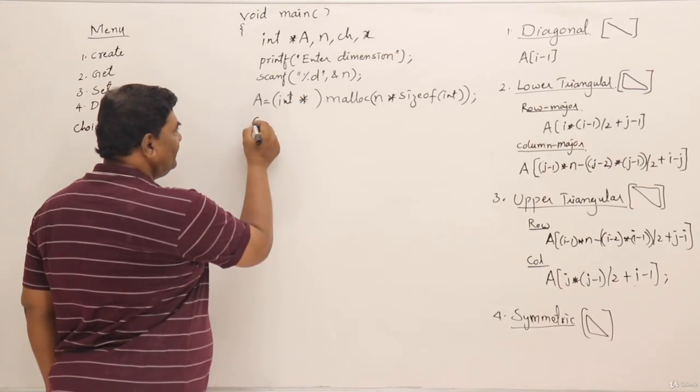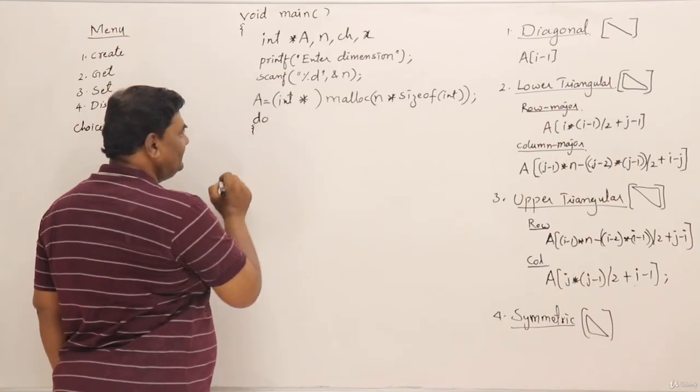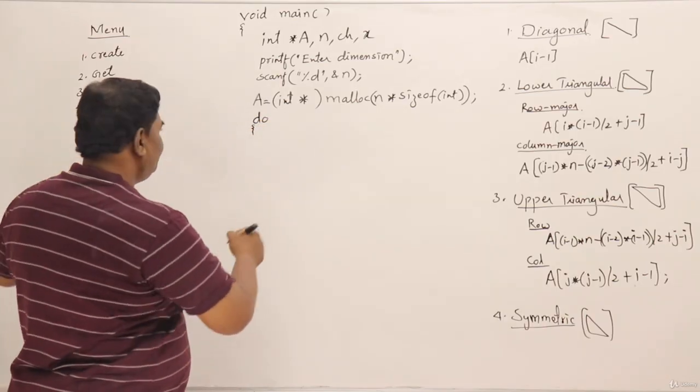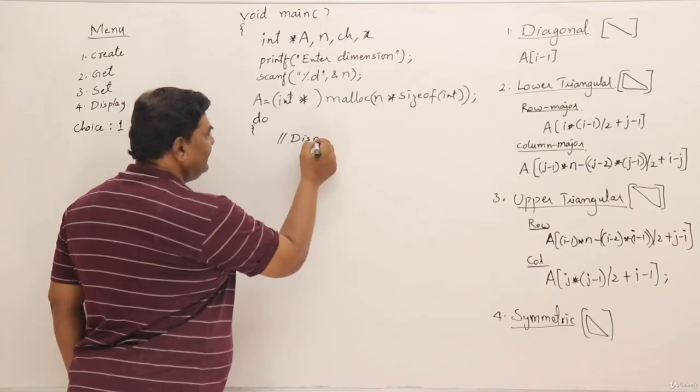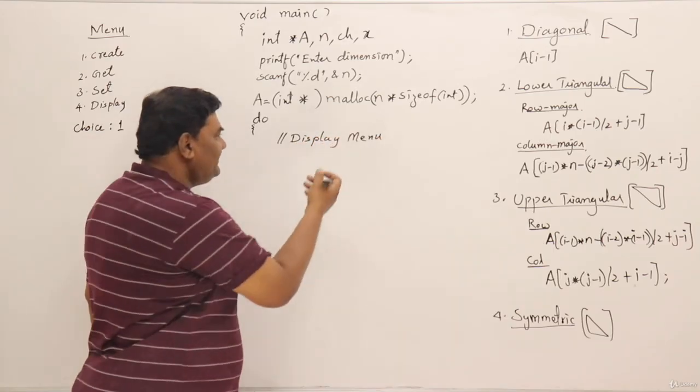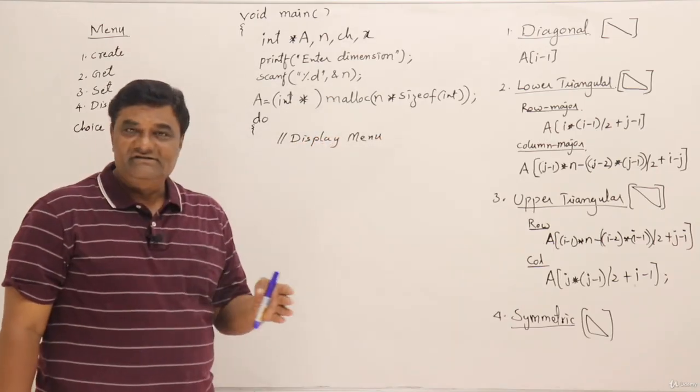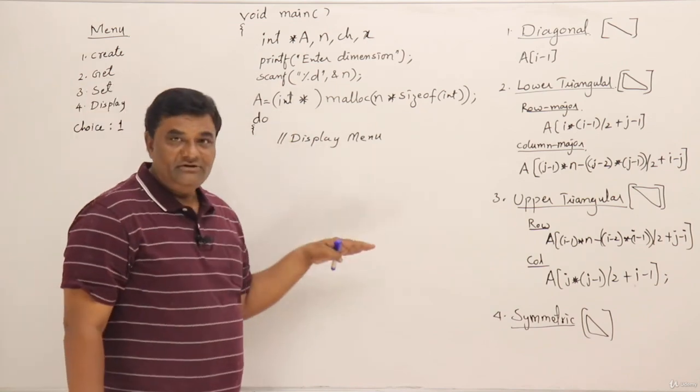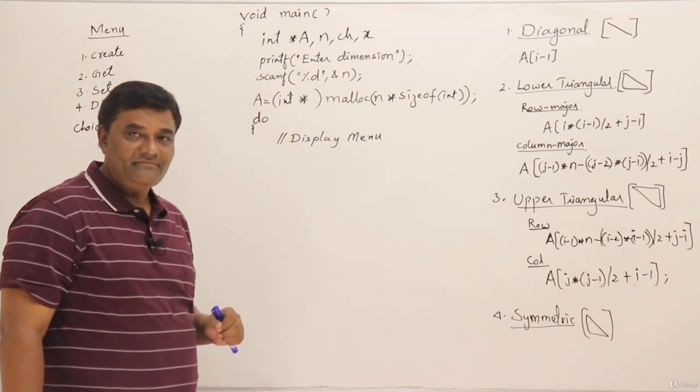Now next thing, the program should display a menu, and that menu should be repeatedly available. So let us write this whole code in a loop, that is a do while loop. In the beginning, it should display the menu. So I will say display menu. Using printf, we can display this. 5 to 6 statements I require for displaying the menu. So I am not writing that code.